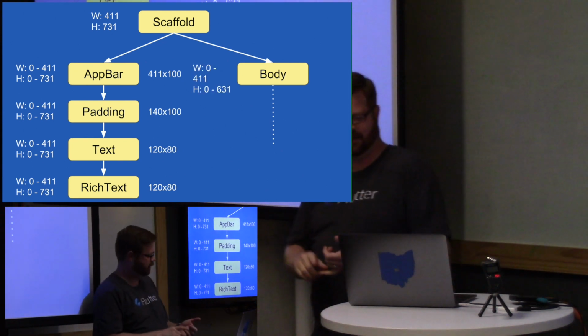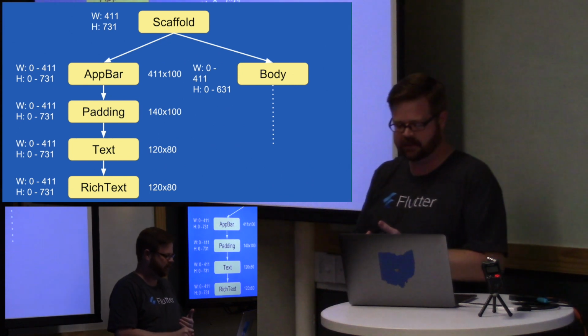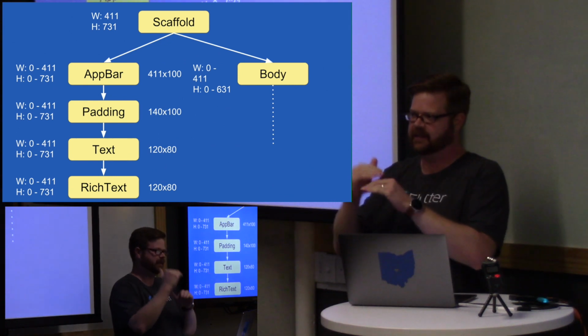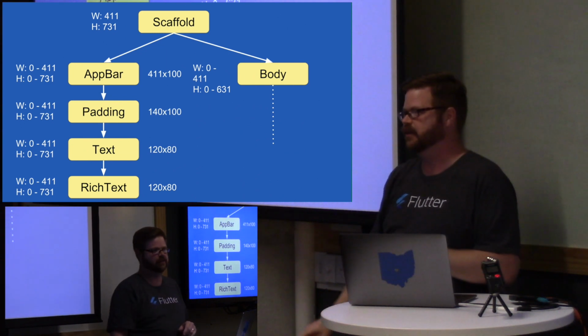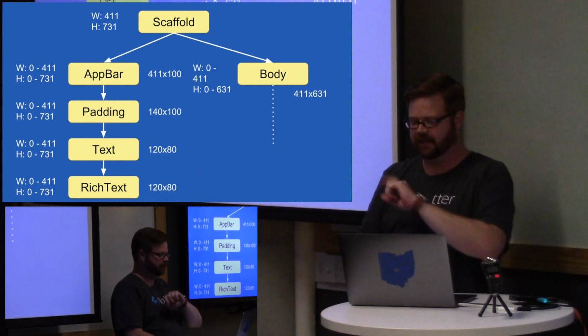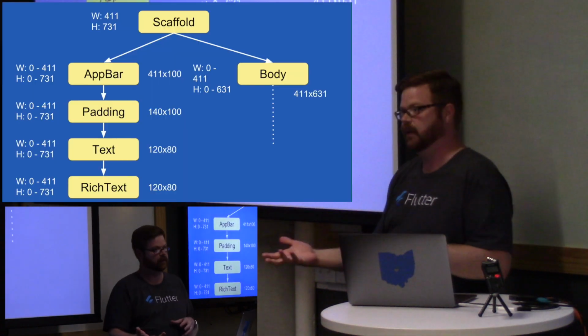And scaffold goes, okay, so you're 411 by 100, so the body can be the same width, but now it's got a little less height to work with. So I'll start passing that down that leg. And so that goes down the tree the other way. Eventually it comes back up, and scaffold can report its size.